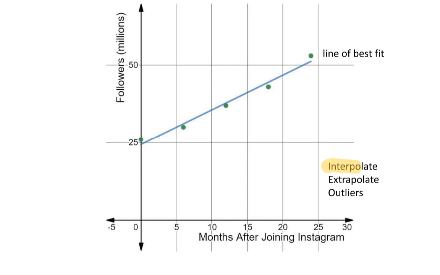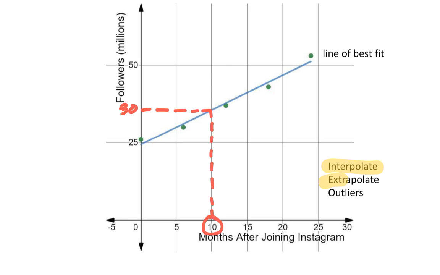If you recall, interpolating involves making a prediction between what you already know. Let's say I want to know how many followers Shawn Mendes has after 10 months. Using the line of best fit, I can predict that he will have approximately 30 million followers.